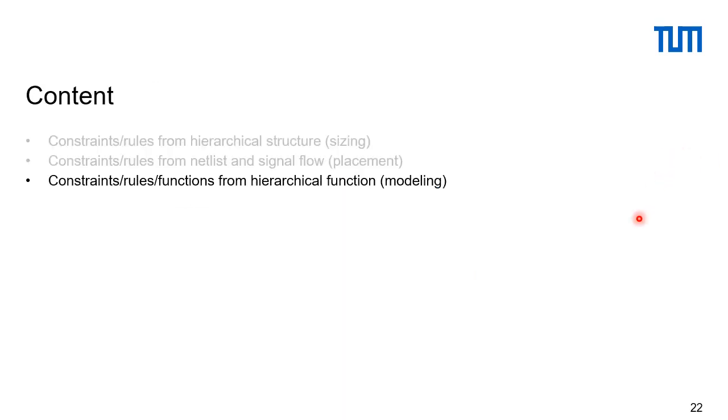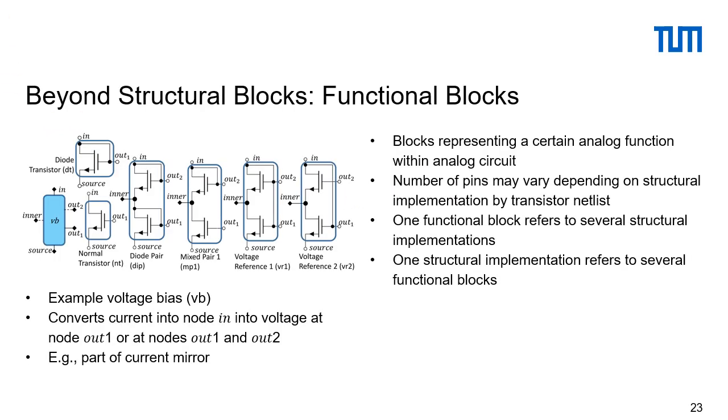Okay, once again, for the last time, let's switch gears. Now we will look at how we can get constraints and rules and even performance functions from looking at a hierarchically built up netlist with its functional blocks. And we will use that for modeling. Now, what is a functional block? What do we define as a functional block?